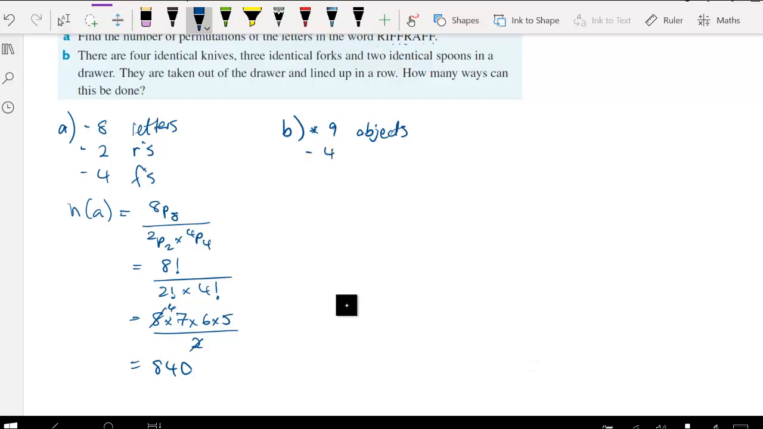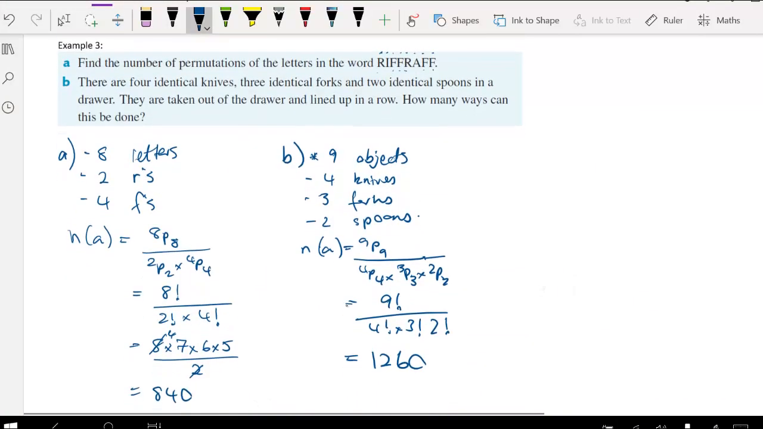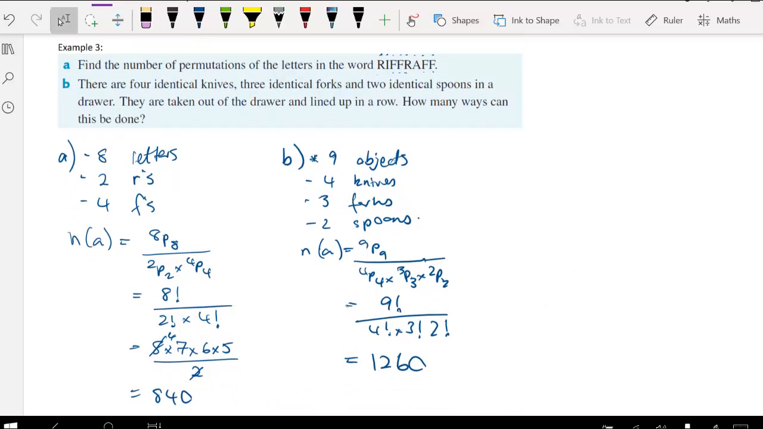And in there we have 4 knives, 3 forks, and 2 spoons. So the number of arrangements will be 9P9 over 4P4 by 3P3 by 2P2. And so that's 9 factorial over 4 factorial, 3 factorial, 2 factorial. And the total number of possibilities is 1260. Okay, so you can see it's pretty easy dealing with identical objects. If they're identical, we divide by the number of ways that those identical objects can be arranged.